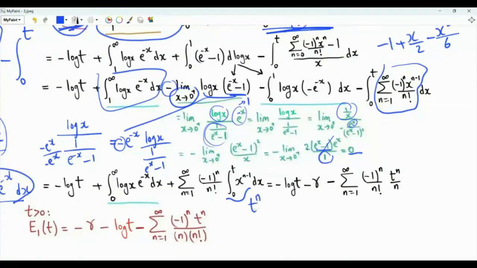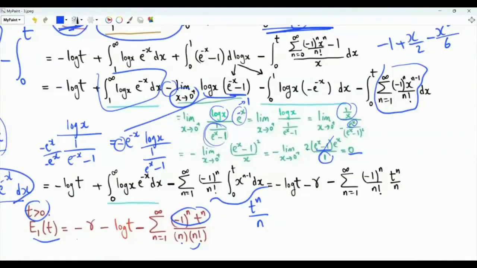When we do this, we get t to the power n divided by n. So for positive t, in fact, for complex arguments off the non-positive real axis, E1 of t is minus gamma minus log t minus the summation for n from 1 to infinity of (minus t) to the power n divided by n times the factorial of n.